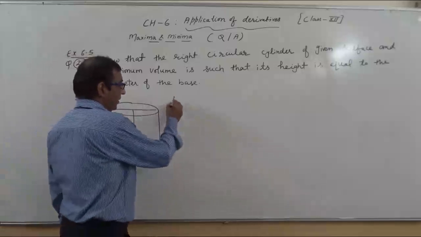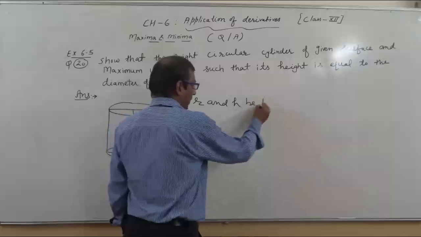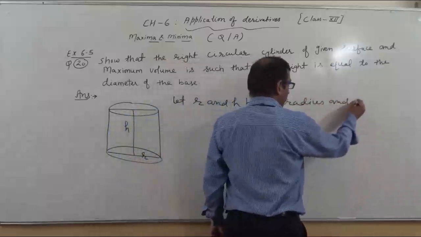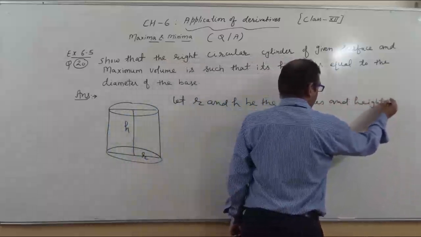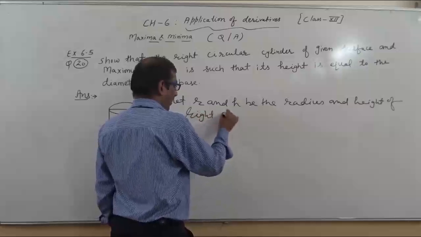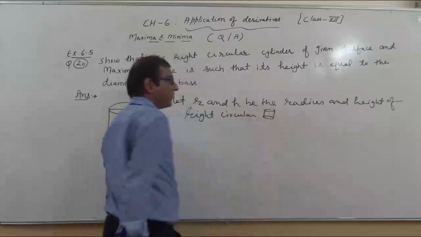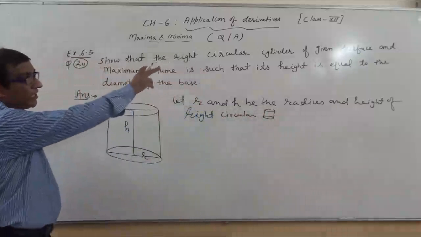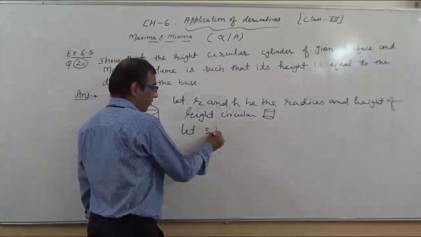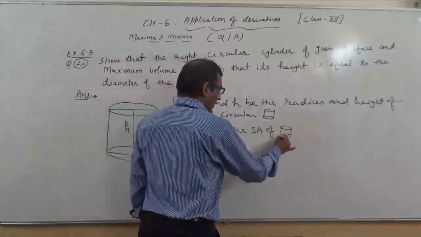So first we will mention, let R and H be the radius and height of right circular cylinder. Okay. After this, it is given in the question, given surface and maximum volume. So let S be the surface area of cylinder.